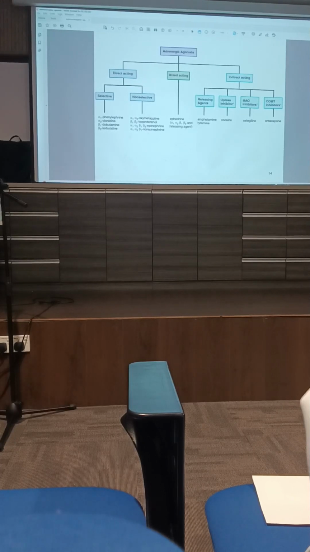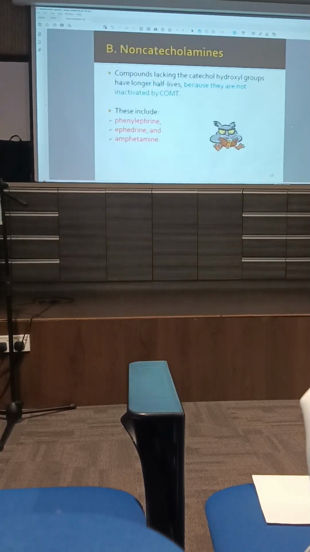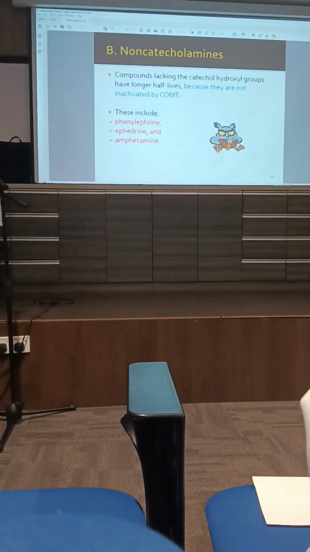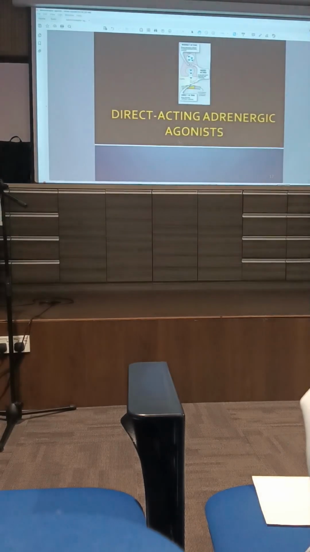Okay. Catecholamines are sympathomimetic amines that contain a catechol group. This is a bit lengthy, so I'm going to skip. So these compounds share the following properties: high potency, rapid inactivation, and poor penetration into the CNS. Non-catecholamines include phenylephrine, ephedrine, and amphetamine. Amphetamine is one of the drugs that is commonly abused. You will learn that in a seminar that comes later about drug abuse.